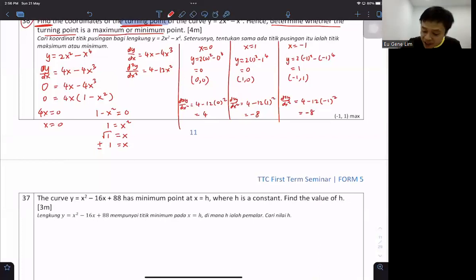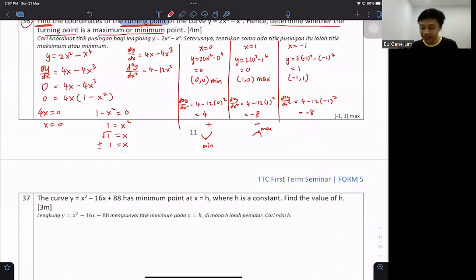So now d square y over dx square is 4, positive. Positive means happy, smiley face, minimum, right? So this is a minimum point. Understand? Then the second one, it is negative. Negative is a sad face, the point on top, so it is a maximum point.